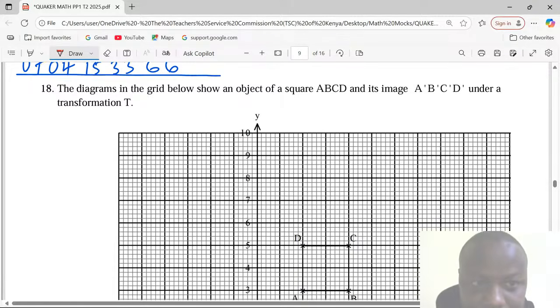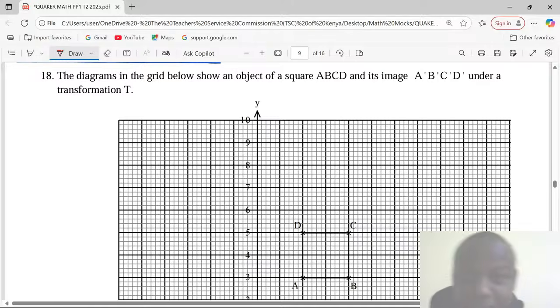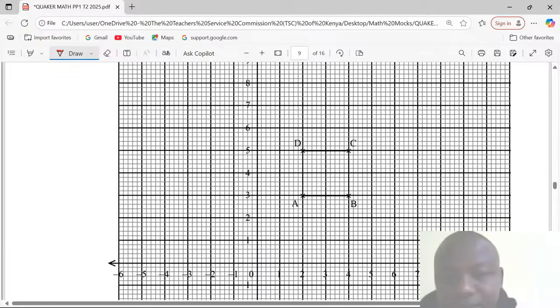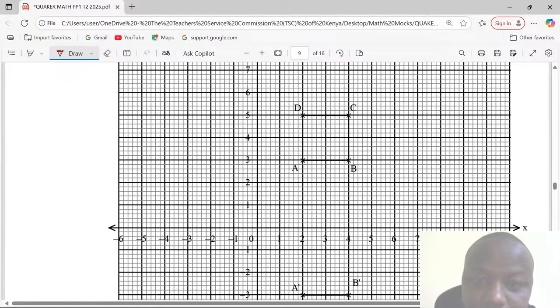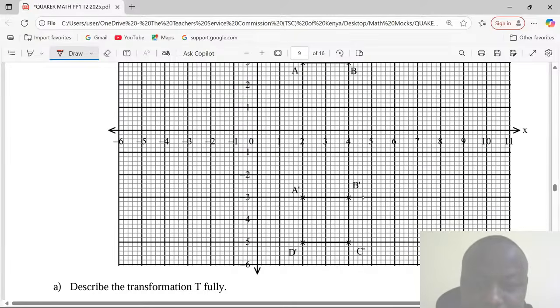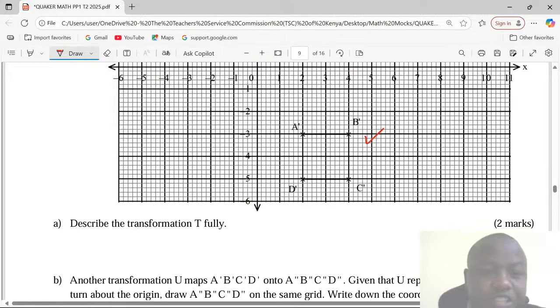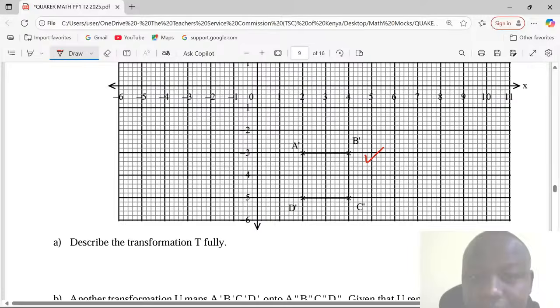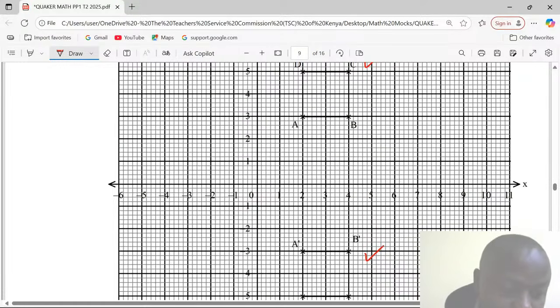All right. Number 18 now, the second question in this section. The diagrams in the grid below show an object, a square ABCD, and its image A prime, B prime, C prime, D prime, and a transformation T. So we have the square, then its image. Part A of this: describe the transformation T fully. Which transformation is mapping the square onto the image shown here?